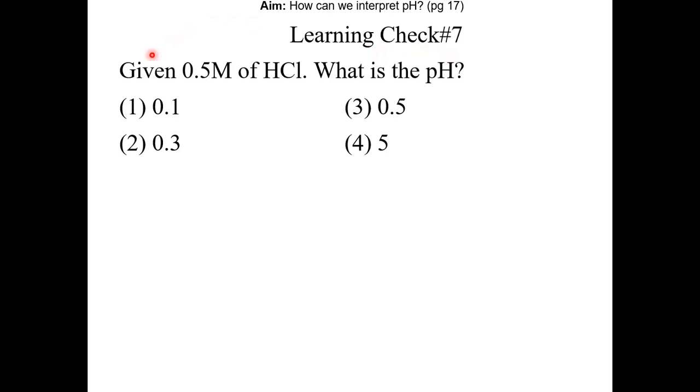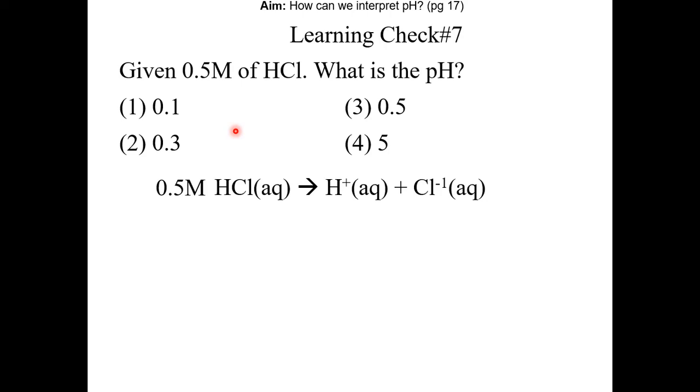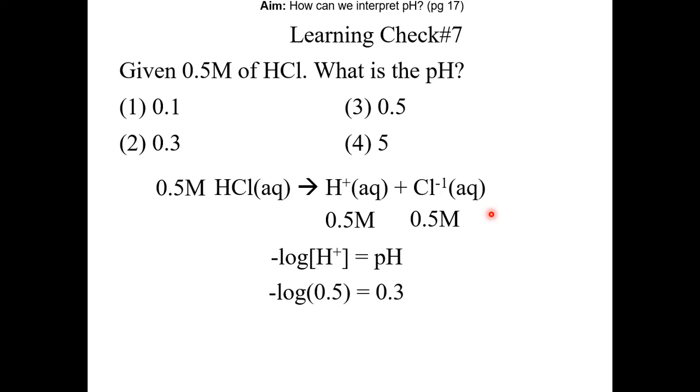Learning check number 7. Given 0.5 molar of HCl, what is the pH? Pause the video, resume when completed. We must first determine the hydrogen ion concentration. Since HCl is a strong acid, it will dissociate completely, 100%. So if we have 0.5 molar of HCl, we basically have 0.5 molar of each of the ions. To solve for the pH, we need to take the negative log of the hydrogen ion concentration. The negative log of 0.5 is 0.3. So the answer is choice 2.